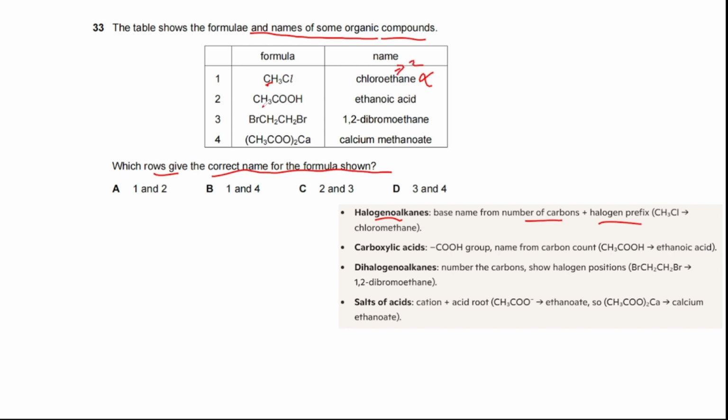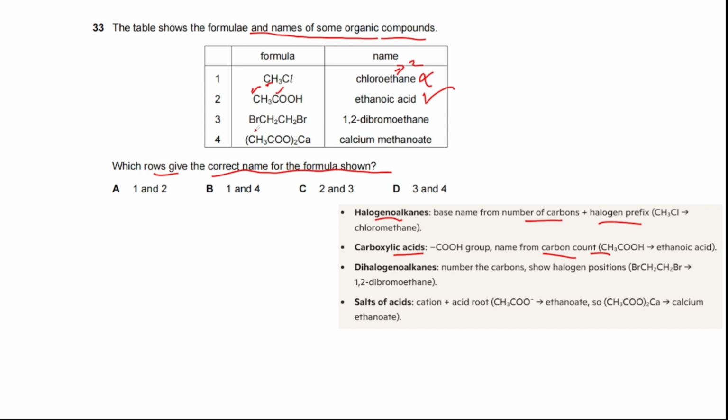Then the second one is CH3COOH. So it's a carboxylic acid. So we'll be naming with the carbon count and "oic acid". So here there are 2 carbons. So it's ethanoic acid, which is a correct naming.